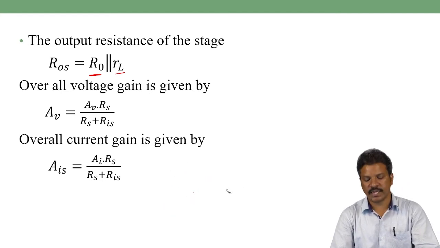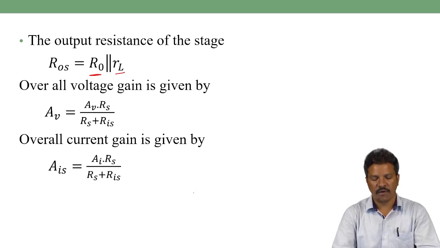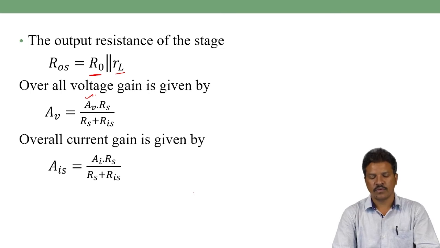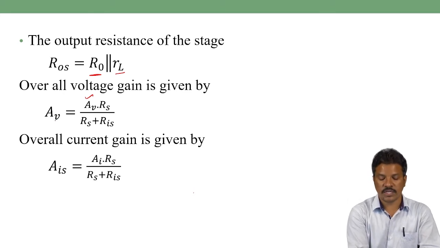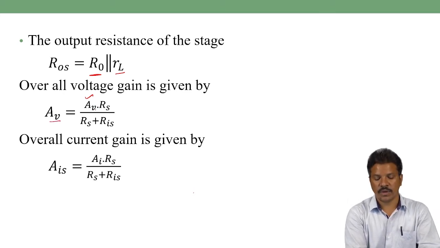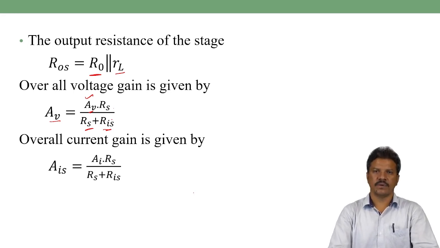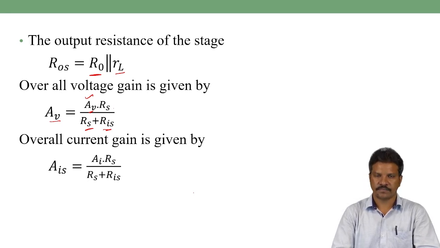Then overall voltage gain is given by the, so we have already a small AV. Once we have connected this amplifier with the source resistance, then the overall voltage gain AV is equal to AV into Rs divided by Rs plus RIS. So total voltage gain AV is equal to AV into Rs divided by Rs plus RIS.